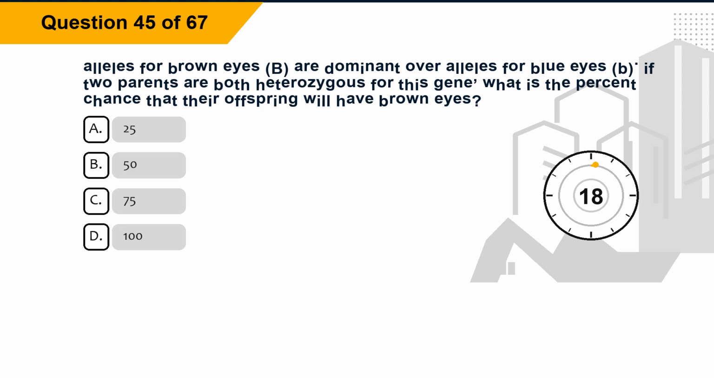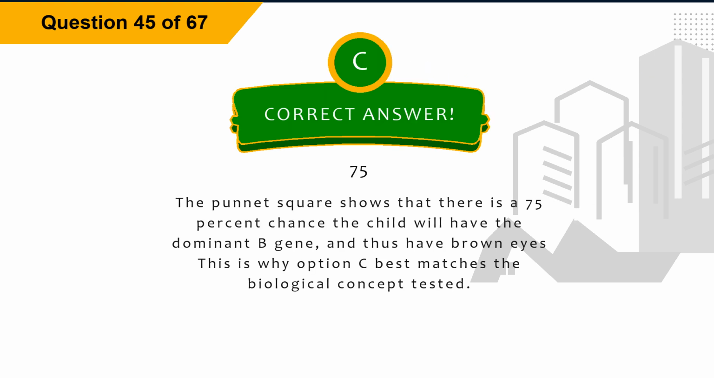Question 45. Alleles for brown eyes, B, are dominant over alleles for blue eyes, b. If 2 parents are both heterozygous for this gene, what is the percent chance that their offspring will have brown eyes? Option A, 25. Option B, 50. Option C, 75. Option D, 100. The correct answer is option C, 75. Explanation. The Punnett square shows that there is a 75% chance the child will have the dominant B gene, and thus have brown eyes. This is why option C best matches the biological concept tested.